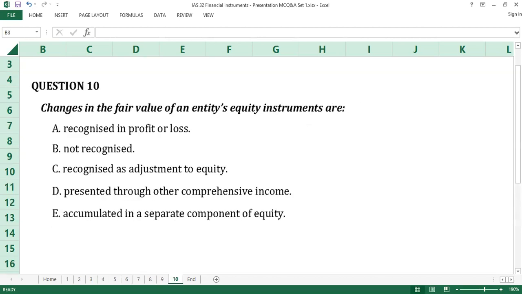Question number 10. The answer to question number 10 is B, not recognized. Changes in the fair value of an entity's equity instruments are not recognized in the financial statements. B is the answer to question number 10.